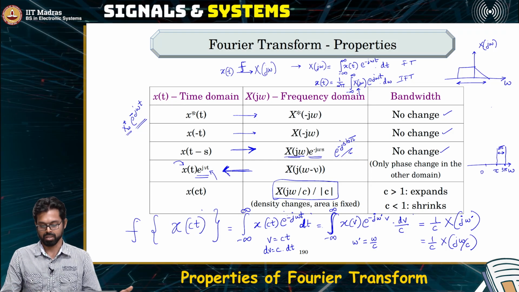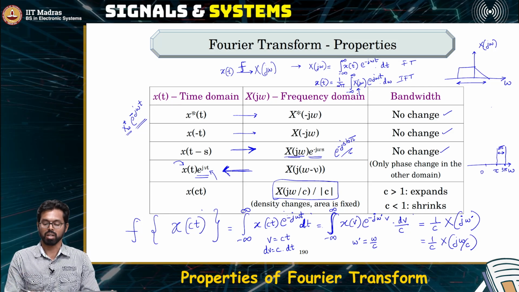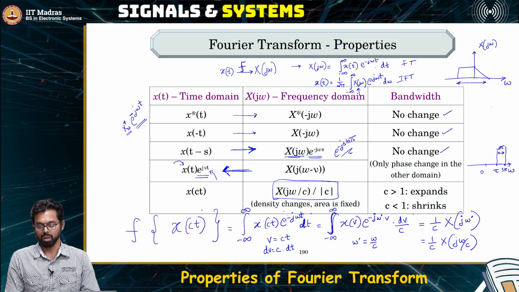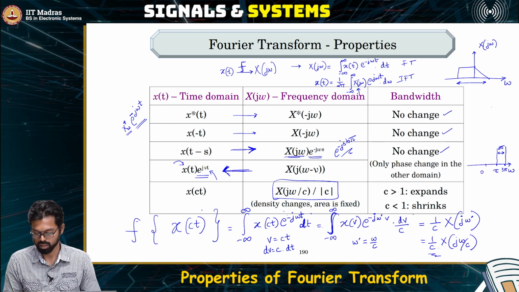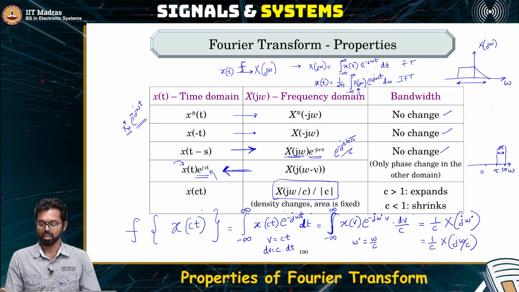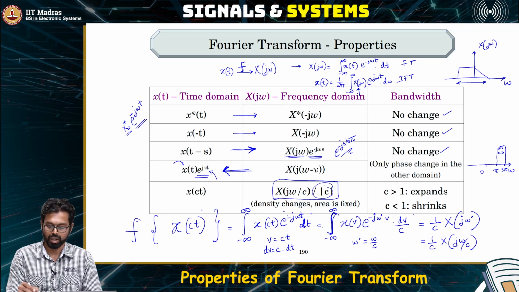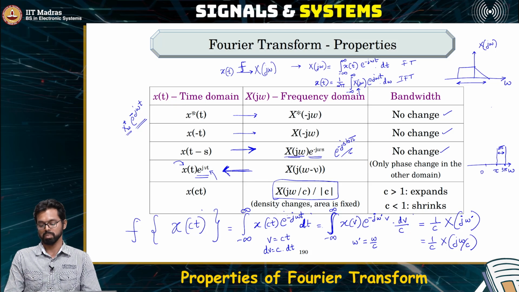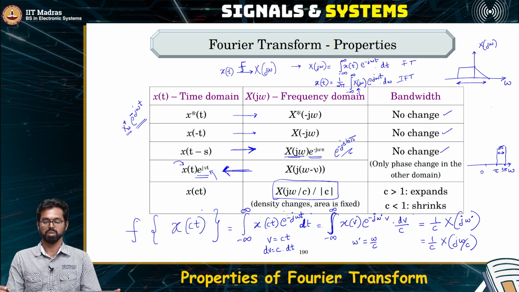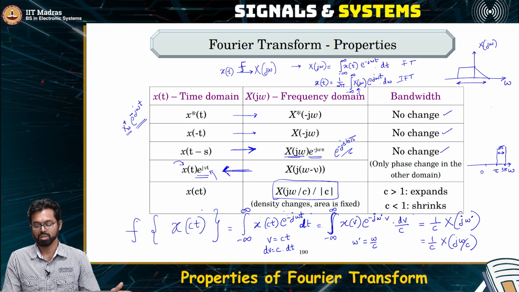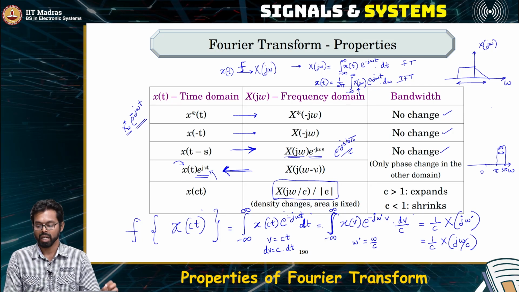So, the spectrum expands. That makes sense, because whenever something gets compressed, there is a corresponding increase in the frequency components. As you can see here, there is a 1 by c term that is coming outside. So, not only does the spectrum get expanded or shrunk, but there is also a scaling factor to the spectrum. So, what does this mean? What does this do? The reason that we have a scaling factor intuitively here is that there is a change of density when the spectrum expands or shrinks, but the area needs to be fixed.